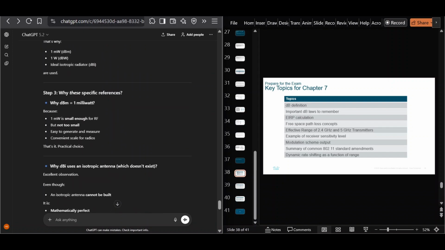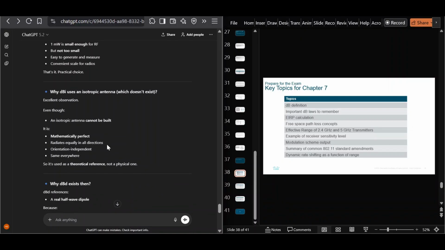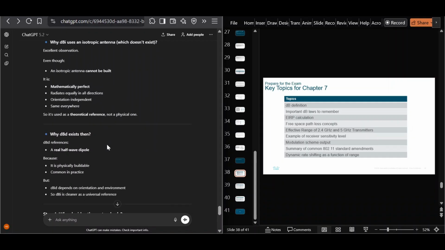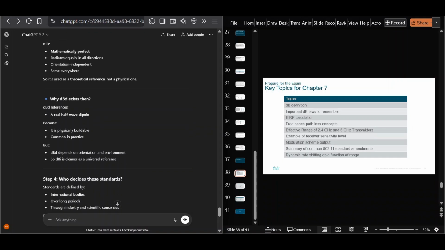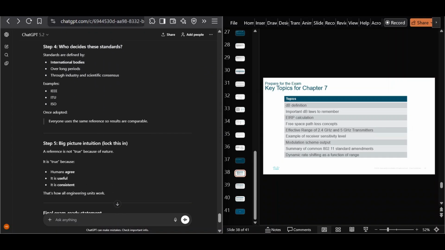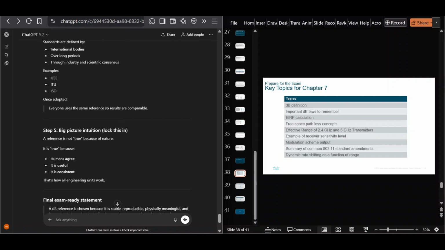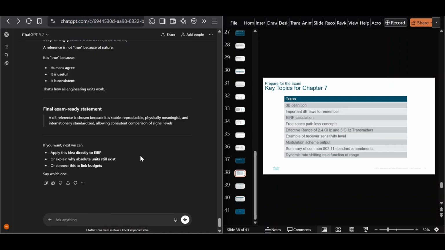So why this specific reference? Why is milliwatt enough for RF, radio frequency? It's easy to generate and a very convenient scale for radios. Why does dBi use isotropic? Because an isotropic antenna cannot be built, it is mathematically perfect. Why does dBd exist? Because a real half-dipole antenna can be built. Standards bodies decide this. Everyone uses the same reference, so results become comparable.